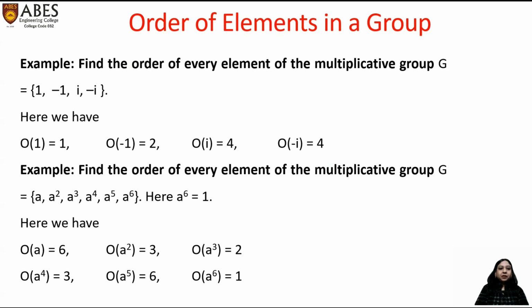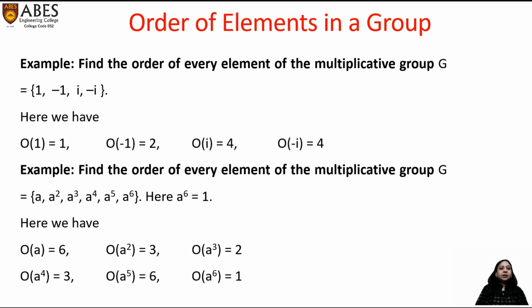So the order of 1 will be 1 and the order of minus 1 will be 2 because minus 1 raised to the power 2 will give 1. Order of iota will be 4 because we know that iota square is minus 1, and minus 1 into minus 1 will be 1, so order will be 4. Similarly, order of minus iota will be 4.